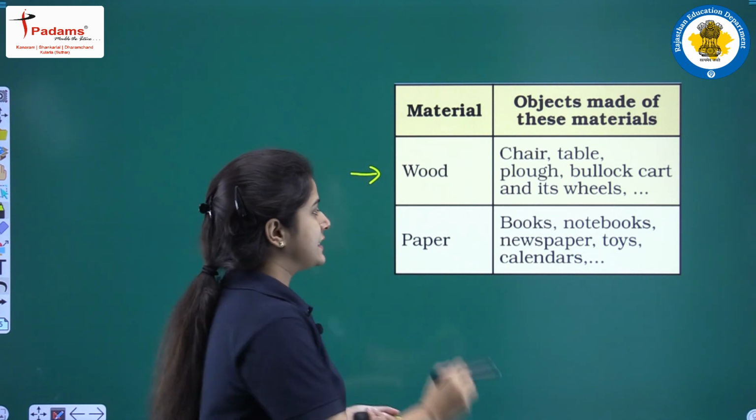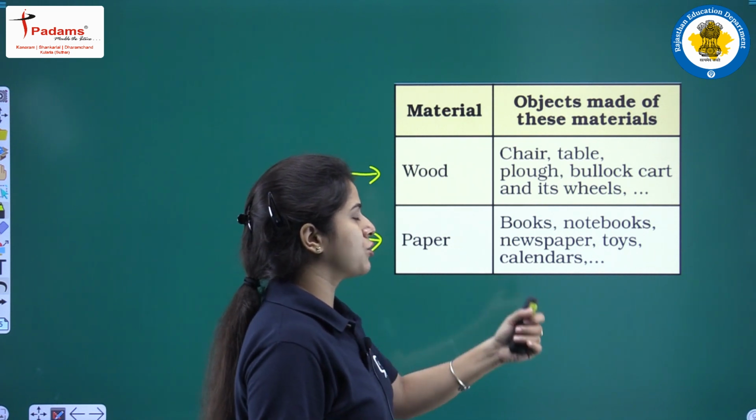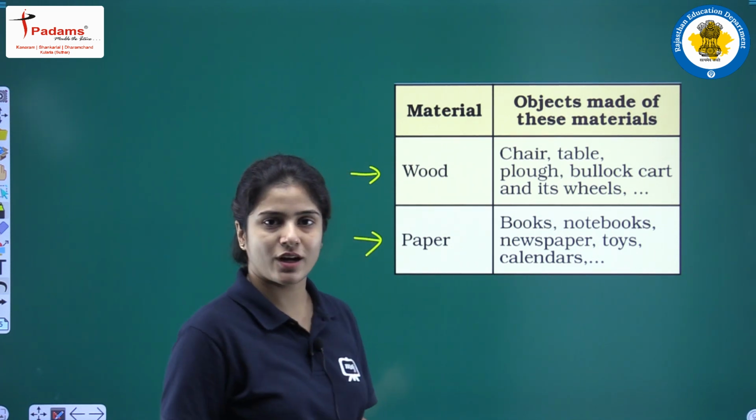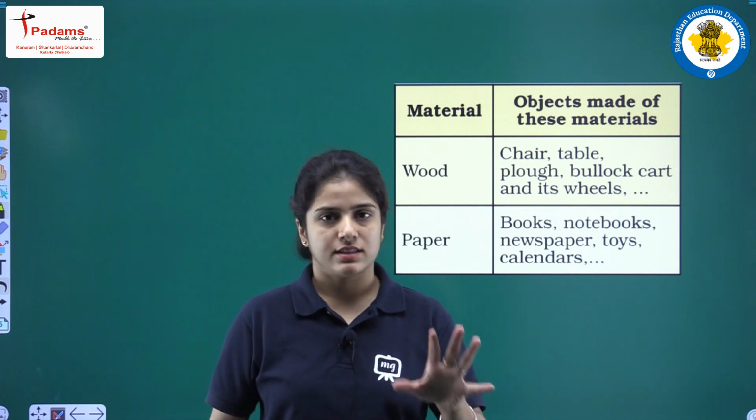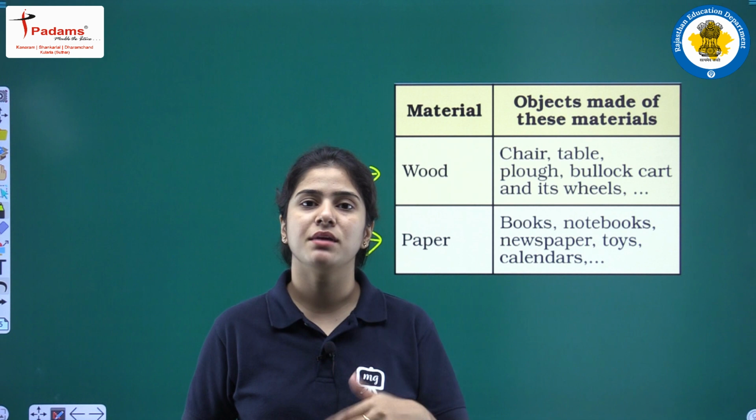Alright students, the second thing, paper. Paper can be used to make books, notebooks, newspaper, toys and calendars. Alright students, so this is clear now that objects are made from materials and materials make objects.